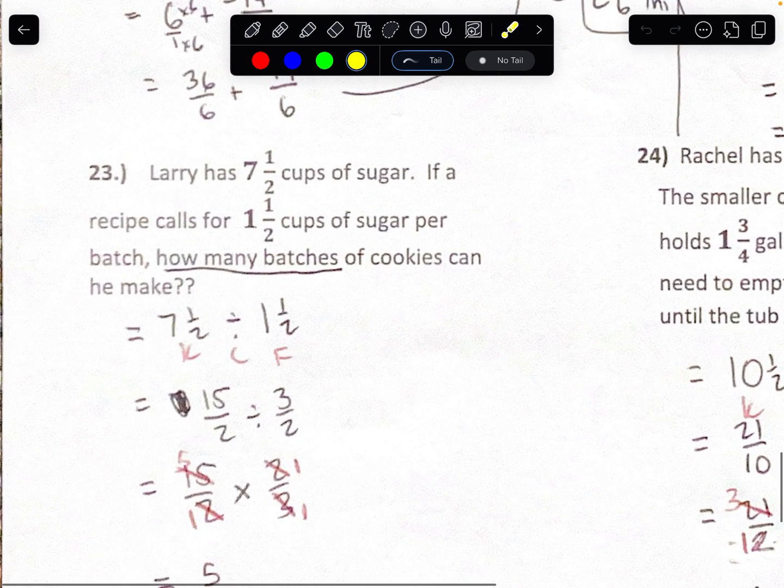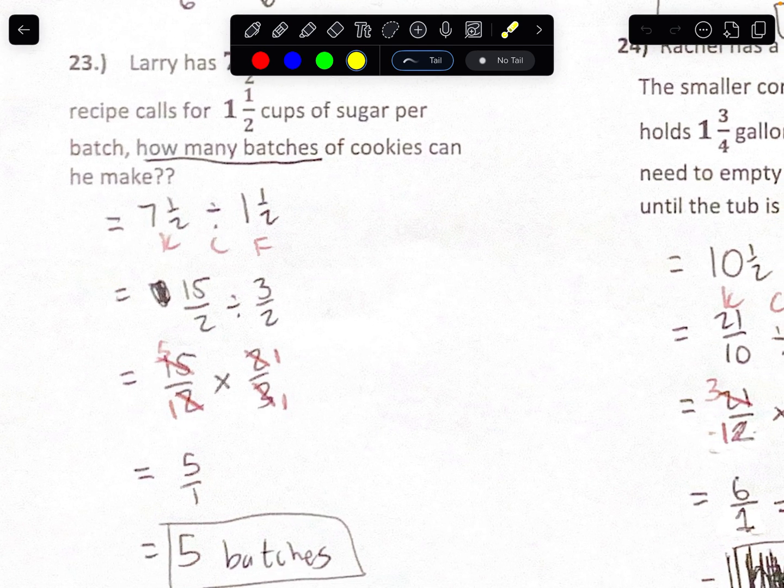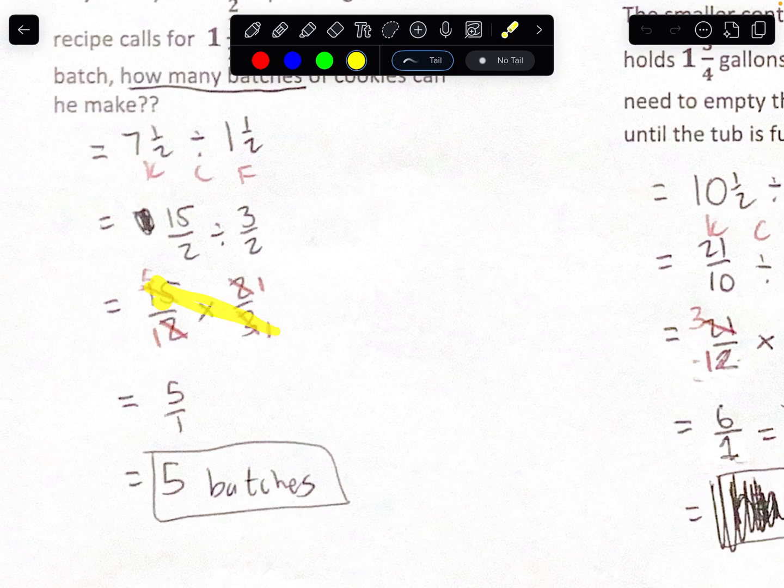Number 23 is an example of a division problem. So anytime we have division, we want to think KCF. So do the around the world math to get improper fractions. Then do your KCF, so keep, change, flip. 15 and 3 can cross cancel, so 3 can go into 3 one time, 3 can go into 15 5 times. 2 and 2 can cross cancel, so 2 can go into 2 one time, 2 can go into 2 one time. Multiply across, so 5 times 1 makes 5, 1 times 1 makes 1, so 5 batches.